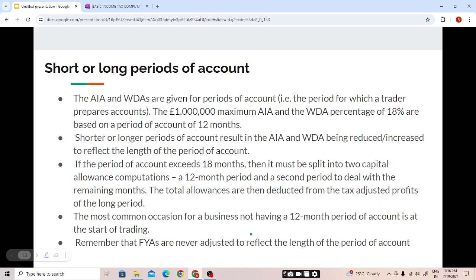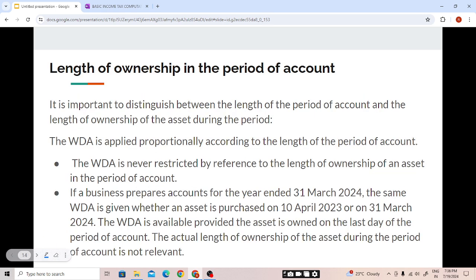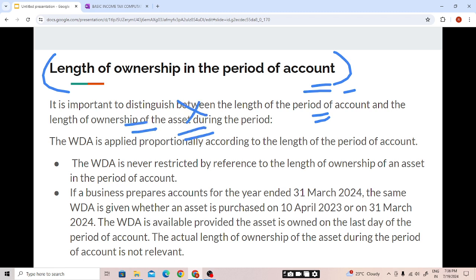Then students, we have seen the FIA. There is no long or short period of accounts, no adjustment. Then we had covered length of ownership in the period of accounts. As we have already seen students, the length of the period of account matters. The length of ownership of the asset does not matter. Either we purchase at the start of the accounting period or at the end of the accounting period, the WDA will be calculated for the whole length of the period of accounts, that is accounting period.